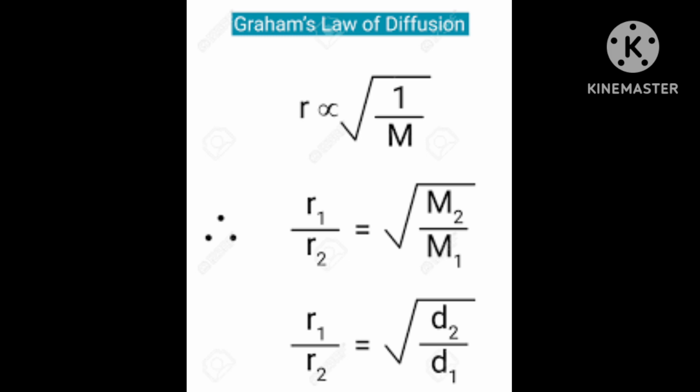Now second method I am telling you, vapor density method. Already I discussed, but here I want to tell you again. Molecular weight is equal to 2 into vapor density, where vapor density is equal to weight of certain volume of the vapor divided by weight of same volume of H2 under same condition of temperature and pressure.